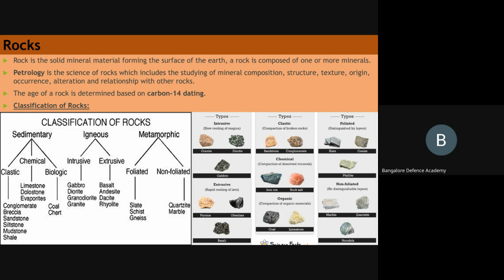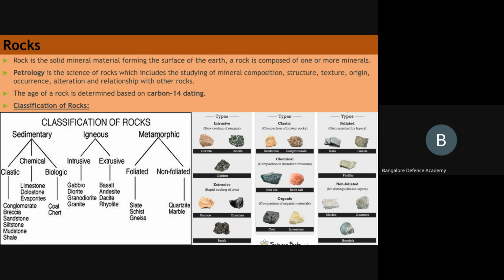The next one is extrusive rocks. Extrusive rocks have rapid cooling, and you can see the difference: slow cooling of magma for intrusive, rapid cooling of lava here. You cannot speak of rapid cooling of magma, because magma will be cooled inside. No extrusive rocks are formed from magma. All the extrusive rocks are formed from lava. So what are the extrusive rocks? One is pumice, and the next is basalt, and obsidian.